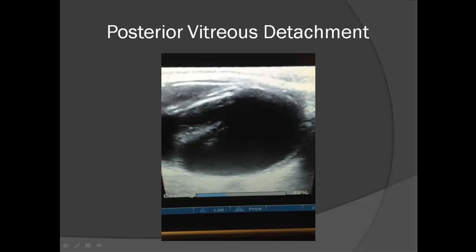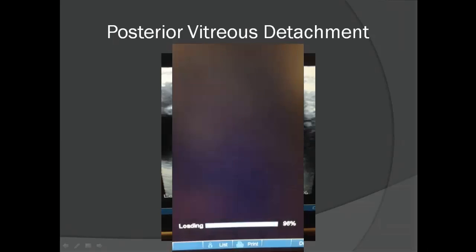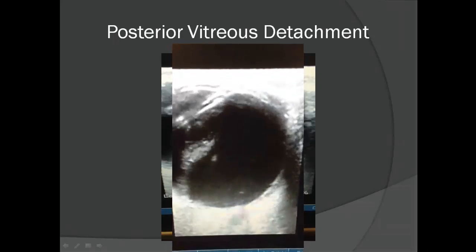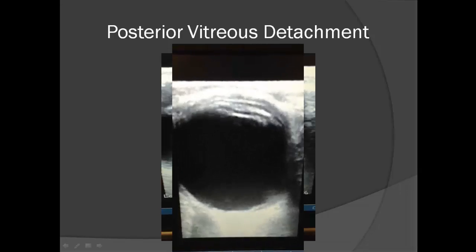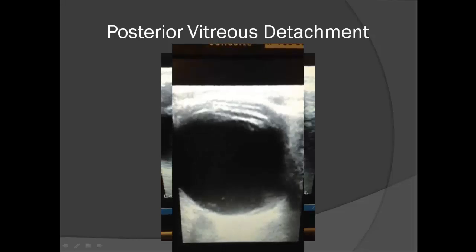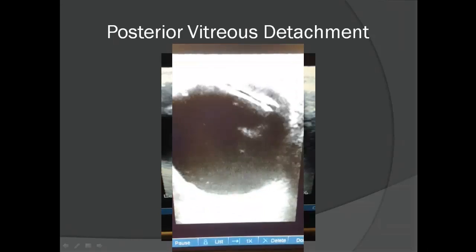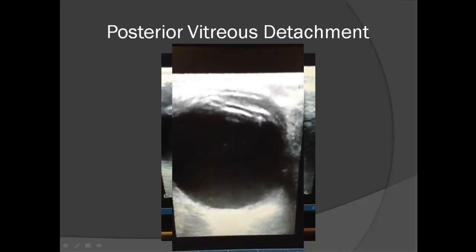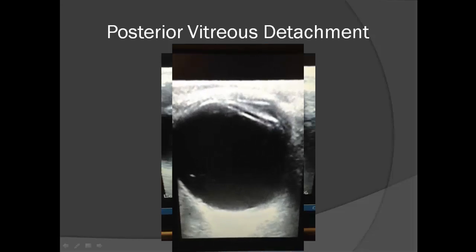So this is a posterior vitreous detachment. As you can see from the video, the patient moves his or her eye back and forth, and you can see this linear structure that's a little bit hyperechoic, flipping and floating in the posterior chamber of the eye. This is actually video of the patient's ultrasound of the case that we discussed earlier, and this is indicative of the posterior vitreous detachment.